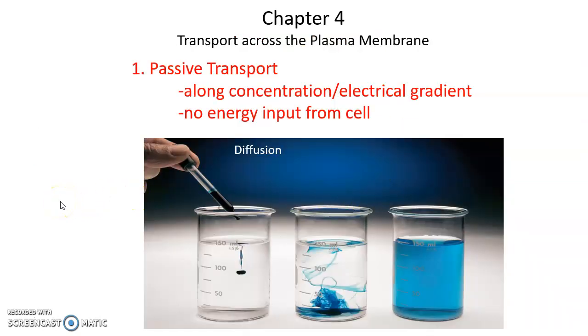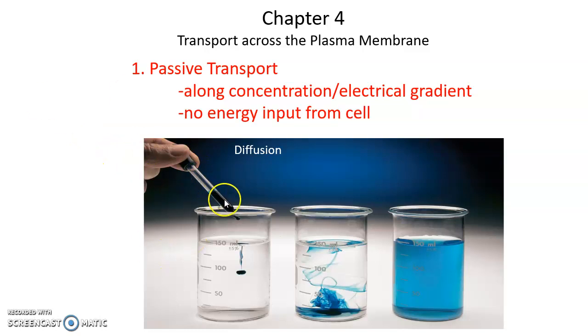All right, moving on to transport of materials across the plasma membrane. Well, the first big category of transport is passive transport. Passive transport means things are moving along either the concentration gradient, going from high concentration to low, or along the electrical gradient, going from an area that is one charge to an area that is the opposite charge. And the cool thing is this does not require energy from the cell. This is free movement. And everything that is free is better.